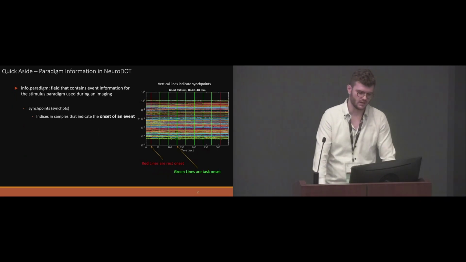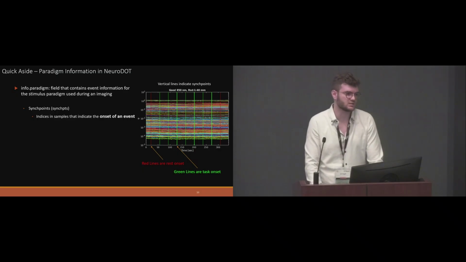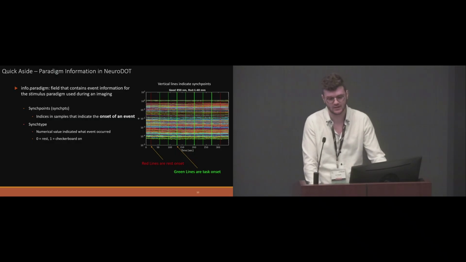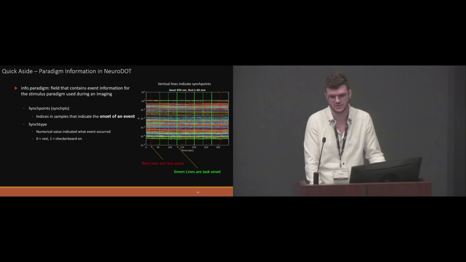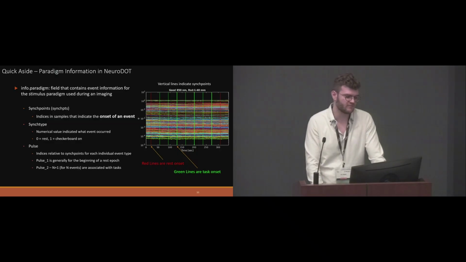So a quick aside, the paradigm or our stimulus information is incredibly important, so I want to highlight the NeuroDOT info.paradigm structure that contains all of this information. It starts with sync points, abbreviated to syncPTS. These are the indices in samples that indicate the onset of an event. Furthermore, we have sync type, which is just a numerical value that indicates what event occurred. So for example, for this retinotopy data set, 0 is rest and 1 is the checkerboard is on.